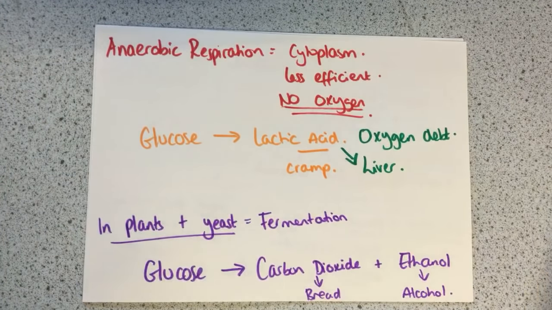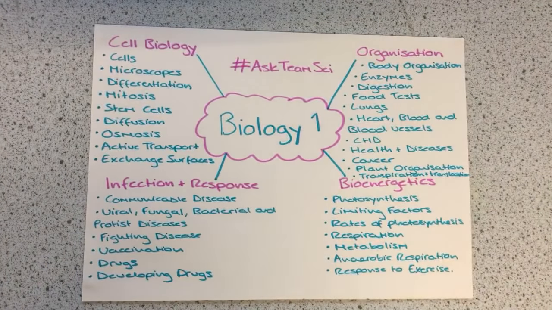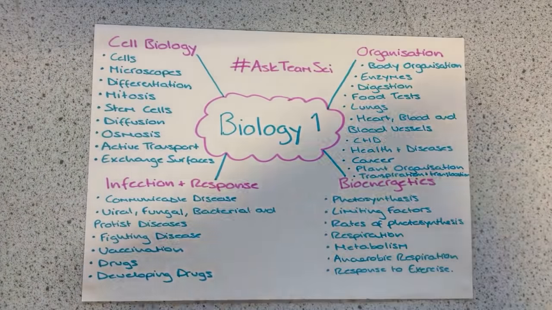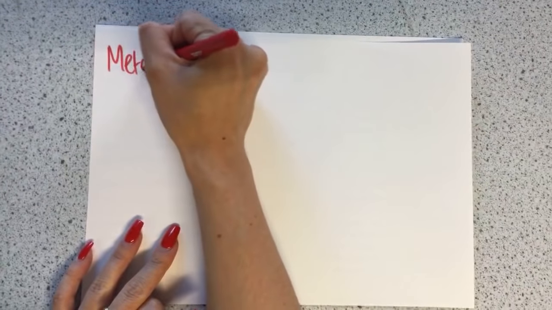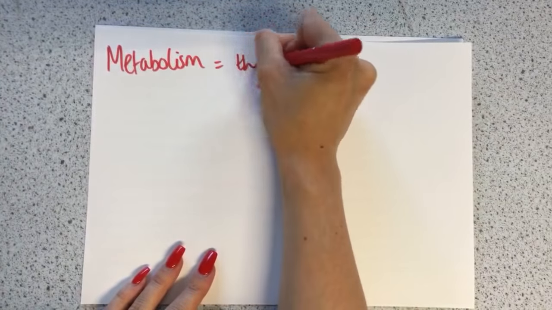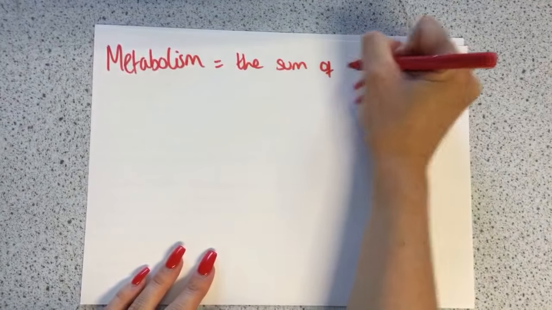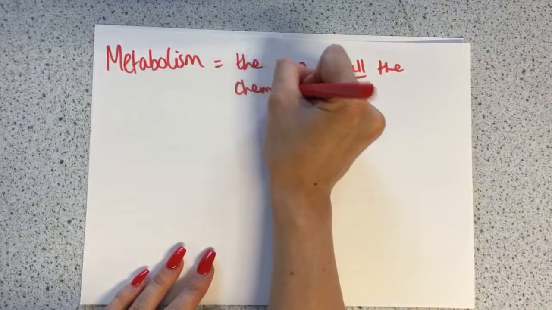Last thing is metabolism. This is going to be very important, so please make sure you're paying attention. So metabolism definition equals the sum of all the chemical reactions in your body or in a cell.